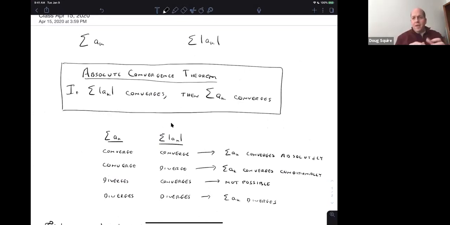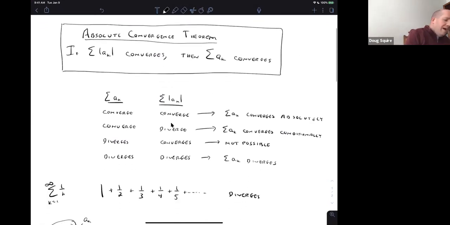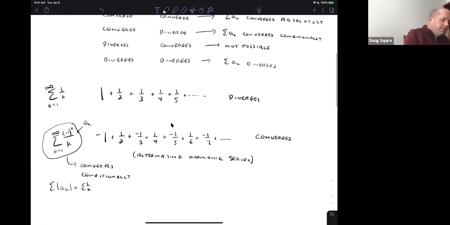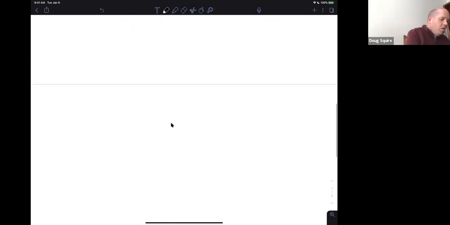So yesterday and the day before, we were talking about series with all positive terms. Now we're going to talk about series with a bunch of negative terms. And for the most part, we're going to be talking about alternating series. Does that make sense? Okay. So we're going to use the absolute convergence theorem, and then we're also going to use something called the alternating series test, which we'll write in a minute.